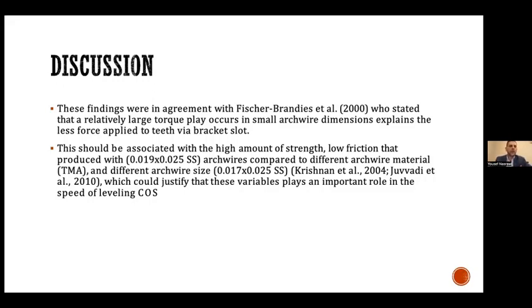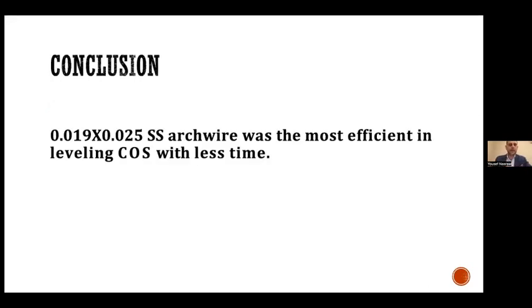This should also be associated with a high amount of strength and low friction with the group 2 arch wire, which is 1925. So 1925 stainless steel has a high amount of strength and low friction. And the 2125 TMA, which is group 3, has a high amount of strength and high friction. So that's why group 2 and group 3 were relatively close to each other in month values, but the fastest was the 1925 stainless steel. As a conclusion, the 1925 stainless steel arch wire was the most efficient in leveling the curve of Spee in less time.